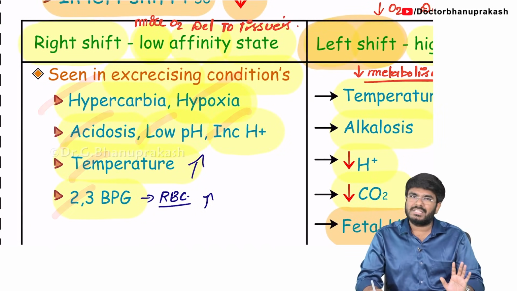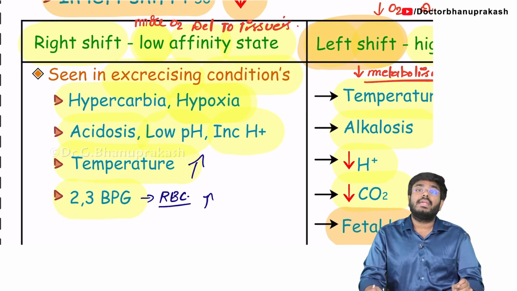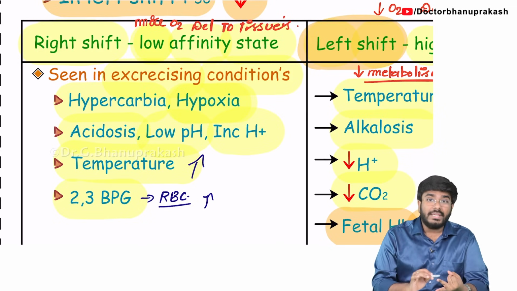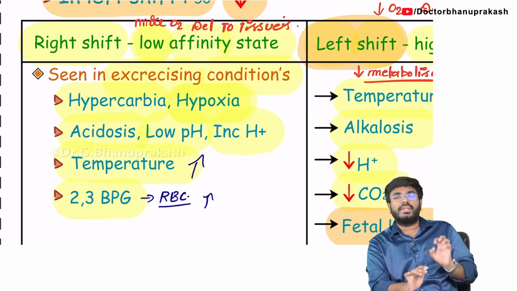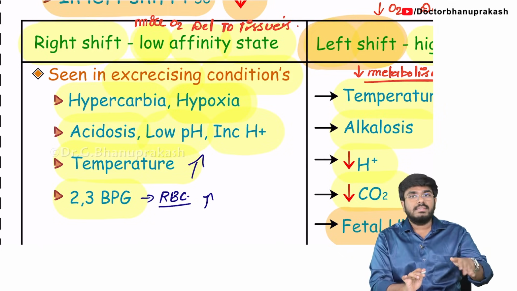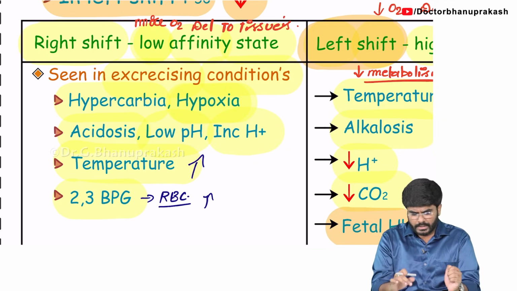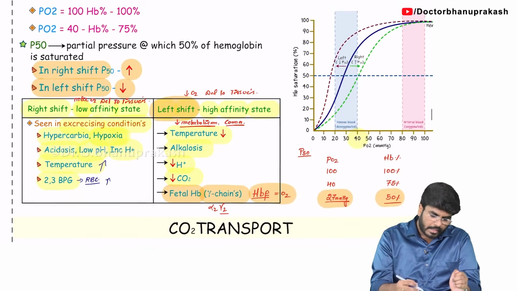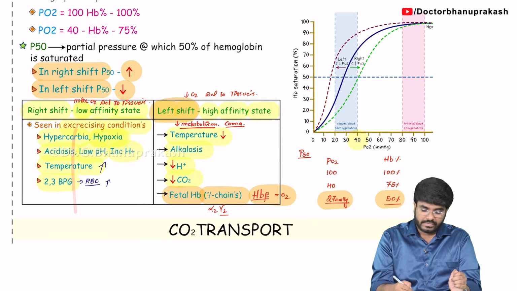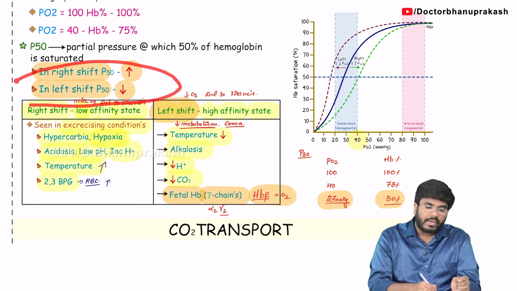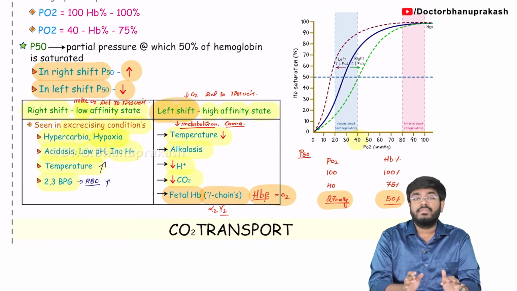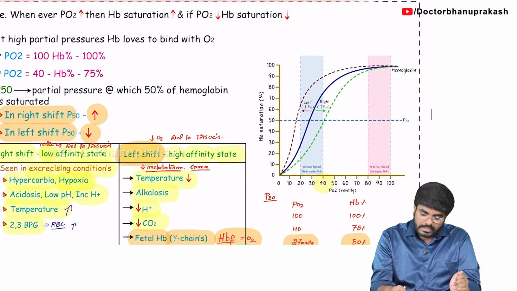It's not just the partial pressure, guys. It's also the temperature, the pH, the hypoxia, the carbon dioxide levels. They all influence the hemoglobin to release more oxygen. So with this, we have completed the conditions where there is right shift and left shift, the concepts of right shift and left shift, and what the P50 value is: in which conditions it increases and in which it decreases. What else should you know?